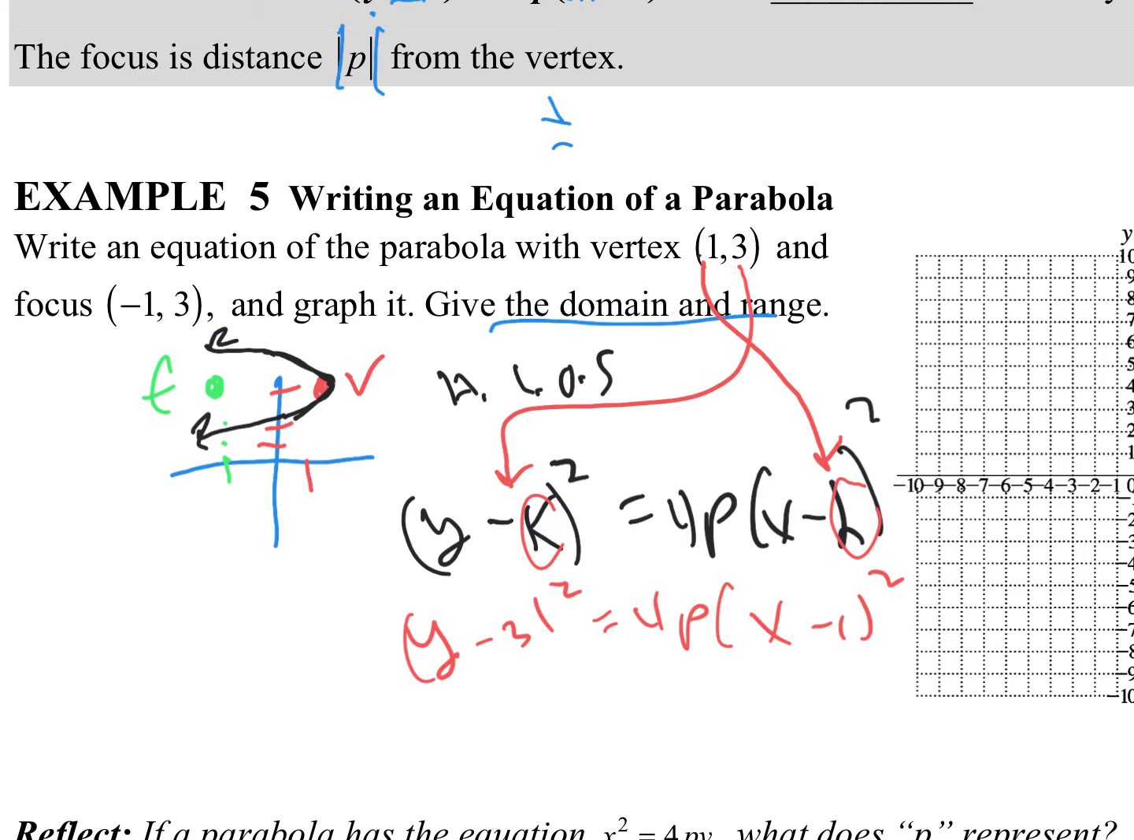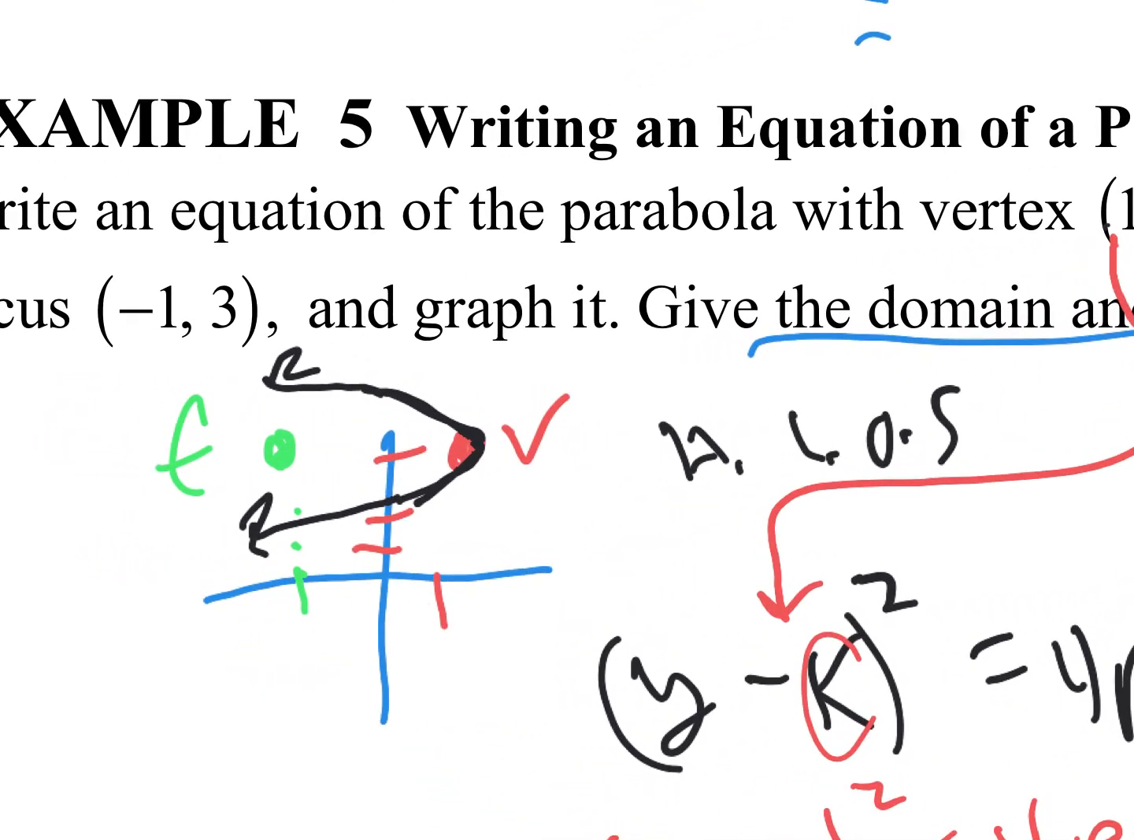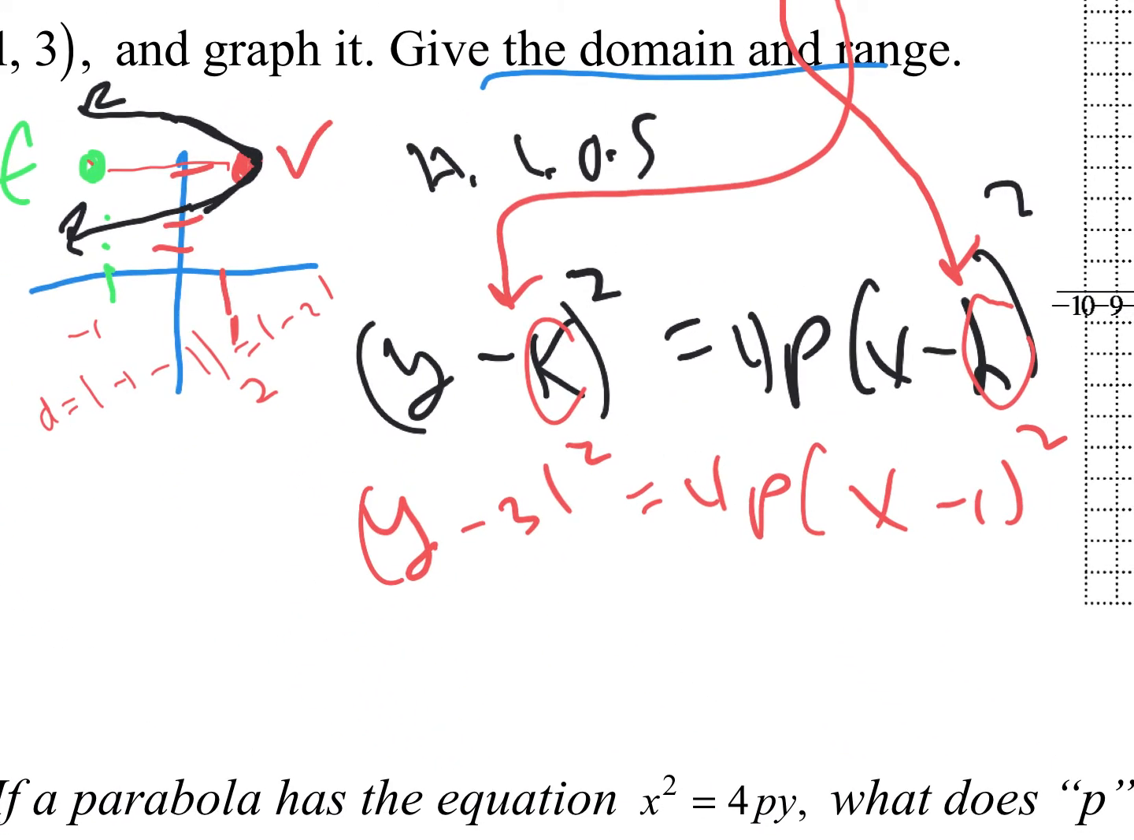All I need to do is find out what p is to get the whole equation. Remember what p is. It's the distance between the vertex and the focus. So if this was at x is 1 and this is x is negative 1, that distance is, your distance between two numbers is always going to be the absolute value of the last number, or the one on the left, negative 1, minus the 1. That's the absolute value of a negative 2. That's a 2. So that distance is 2. But we will use negative 2 because it's opening to the left. So p is negative 2.